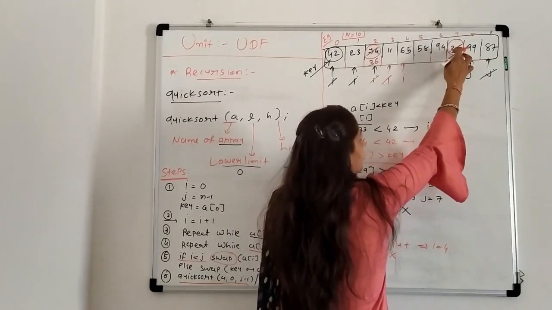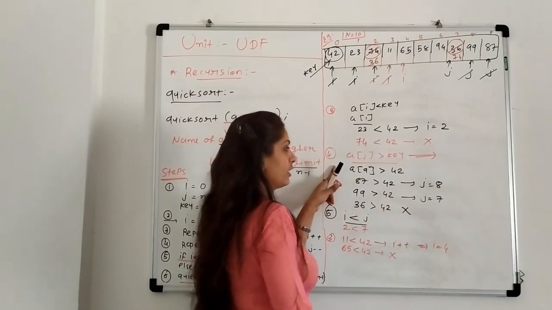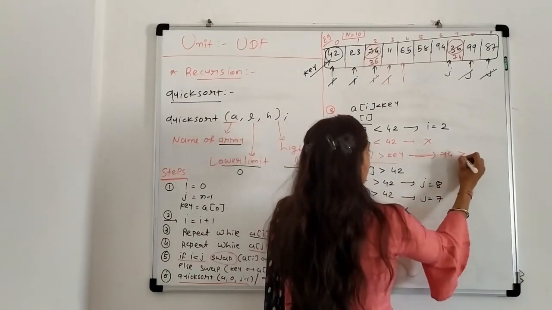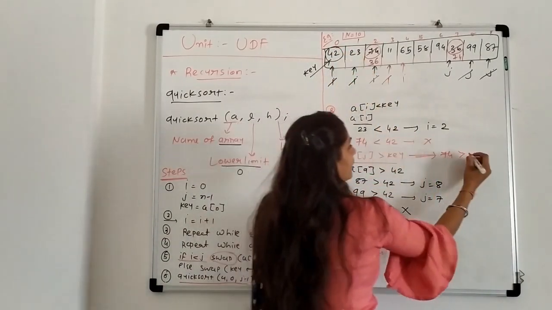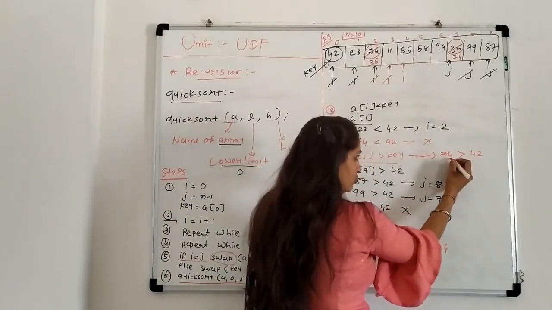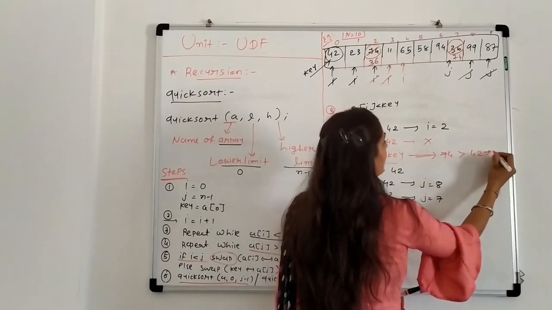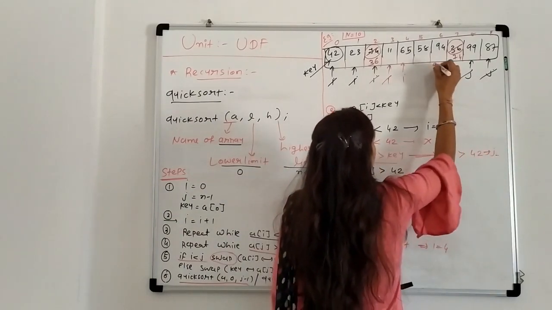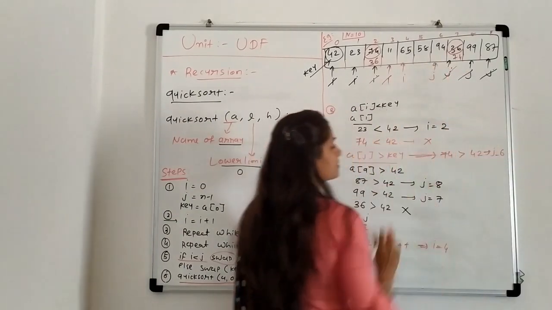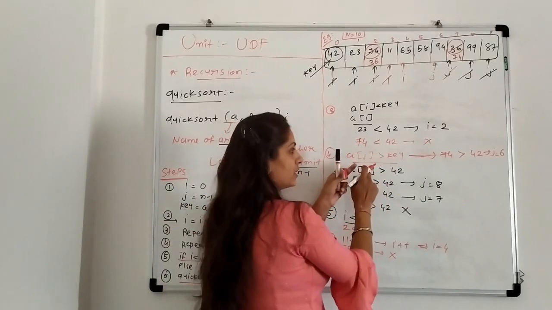74 now, not 36. Now it is changed. 74 is greater than key, that is our 42. The condition is true. When the condition is true, j is decremented. So j becomes 6. j becomes 6. Again check this condition.